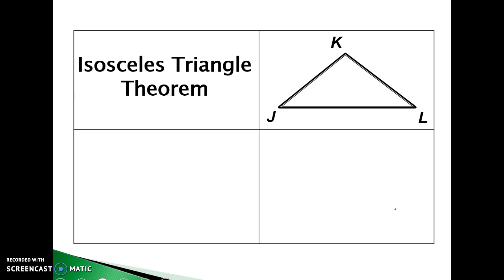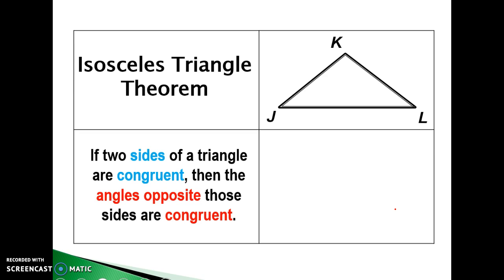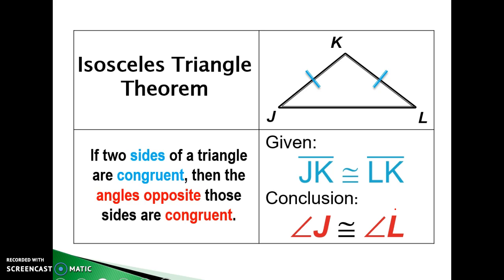Isosceles triangle theorem. If two sides of a triangle are congruent, then the angles opposite those sides are congruent. Given that JK is congruent to LK, make sure you mark those on your picture. Then angle J is congruent to angle L, the ones on the opposite. By opposite means you can draw an arrow across your triangle.